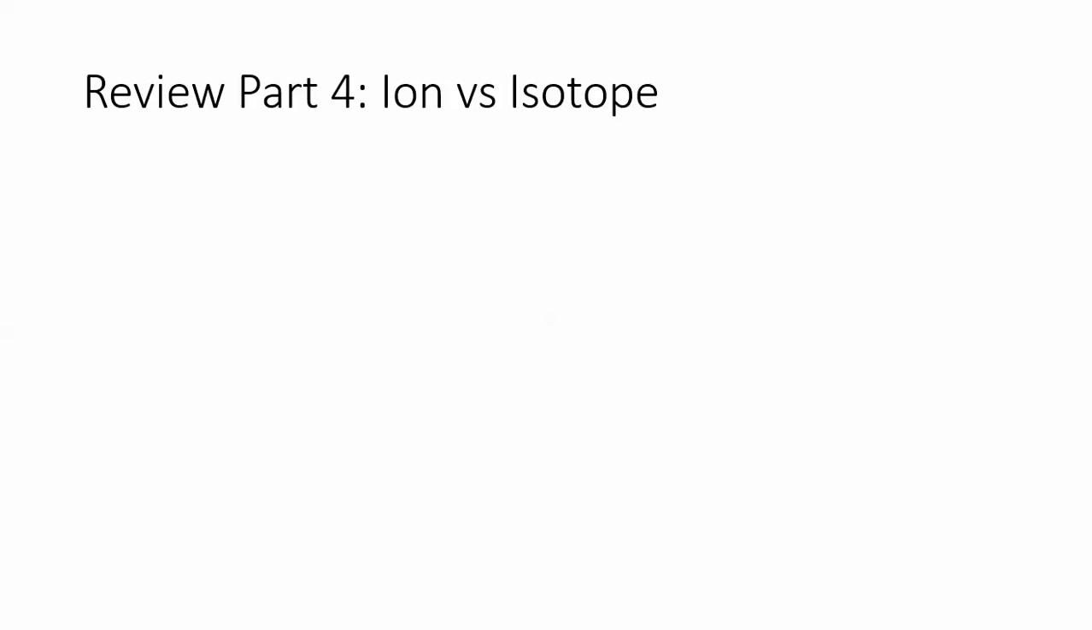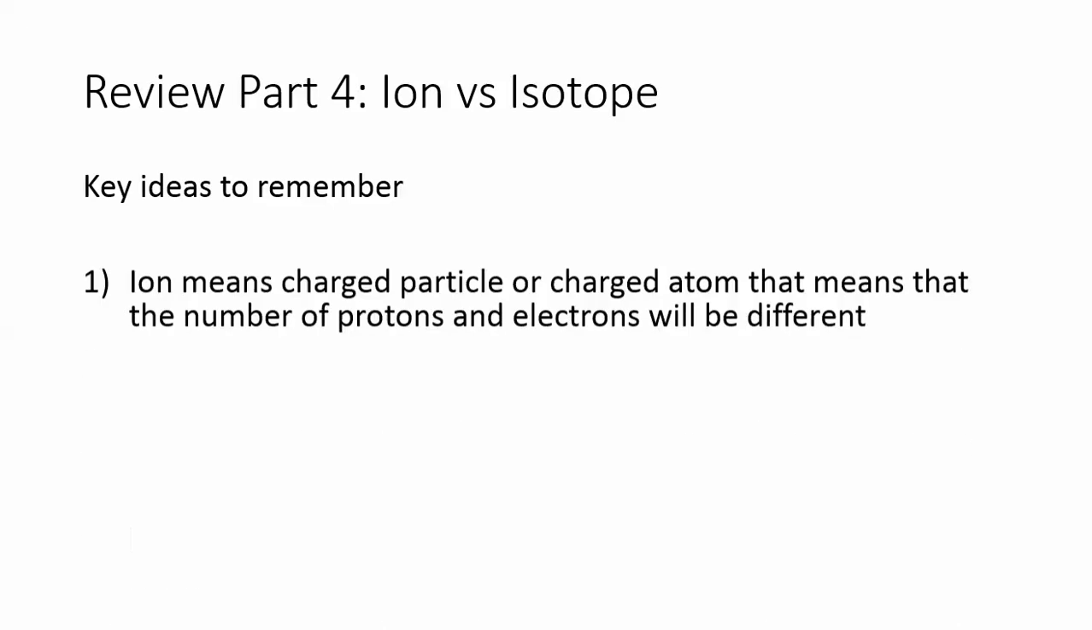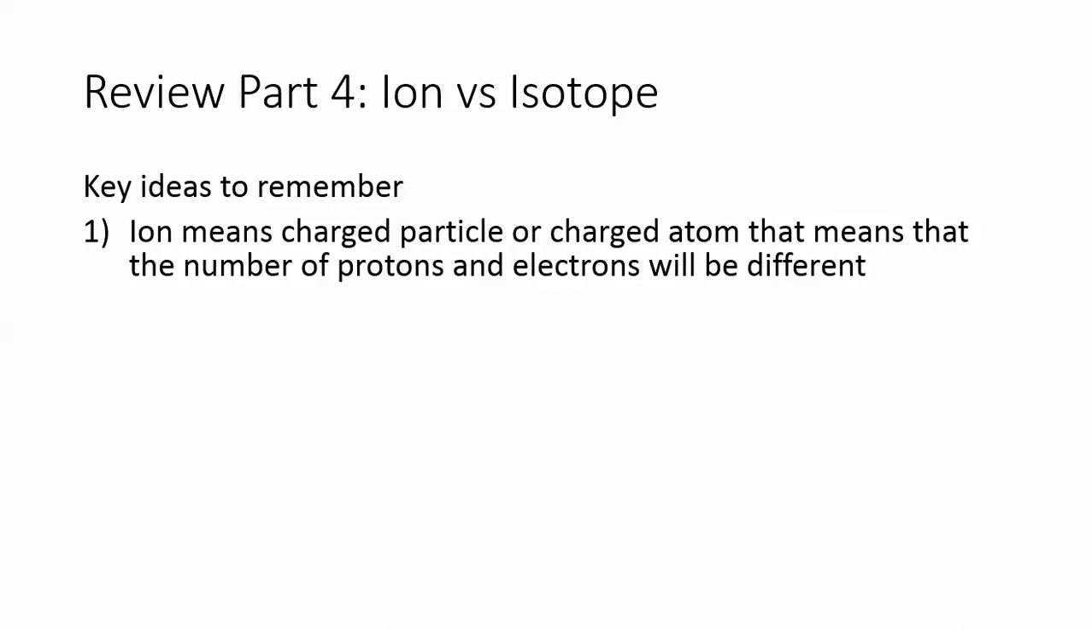This is the fourth part of our review for the Molecules to Atom Physical Science Unit 1 test. And we're going to talk about ions versus isotopes in this particular section. Some key ideas to remember are that the word ion means the particle is charged, or a charged atom.